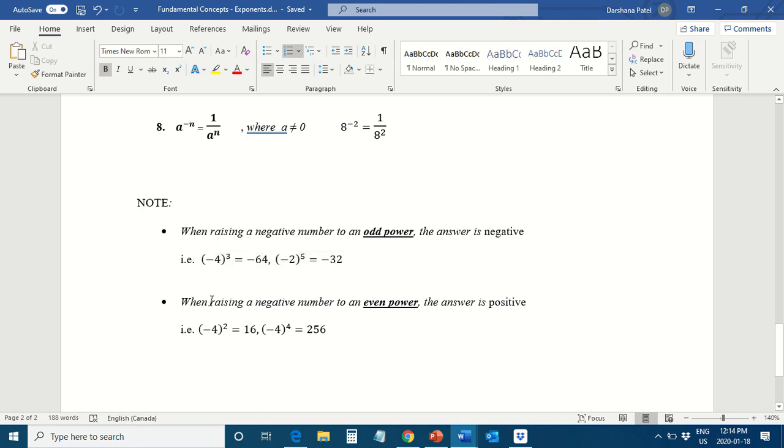However, when we raise a negative number to an even power, when the base is negative and the power is even, the answer will be positive. Negative 4 squared is negative 4 times negative 4, giving us positive 16. And then negative 4 to the power of 4 will be 256. Both answers are positive.